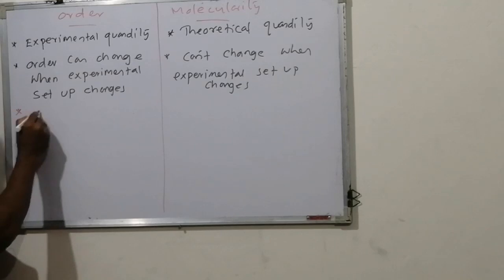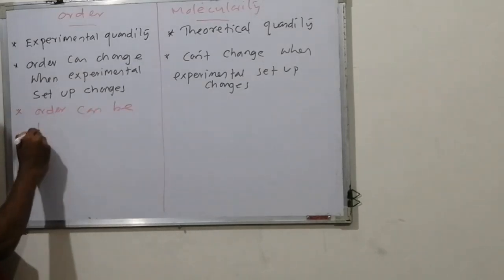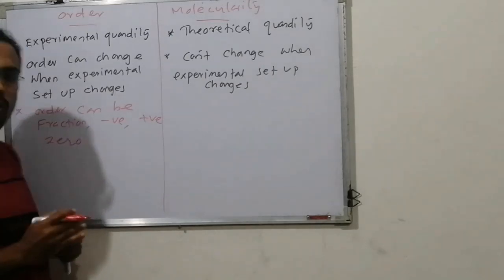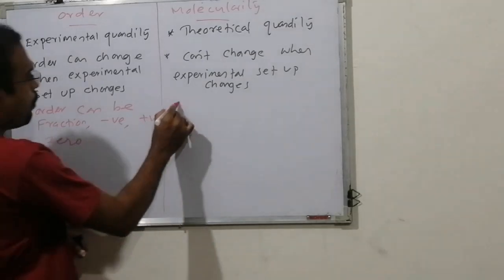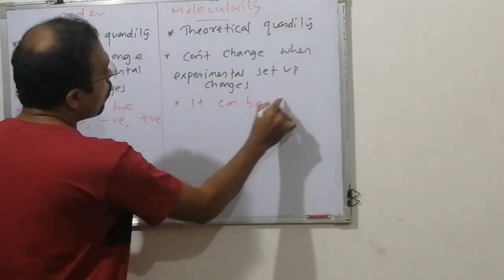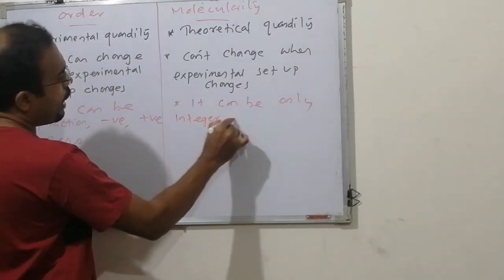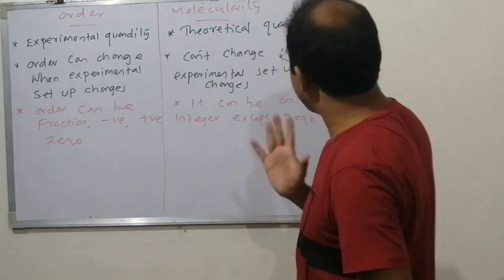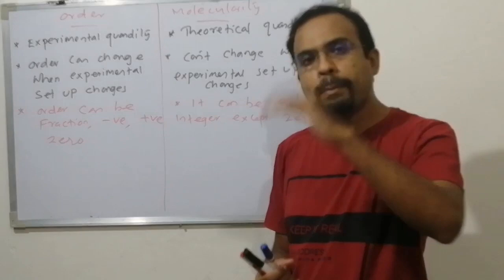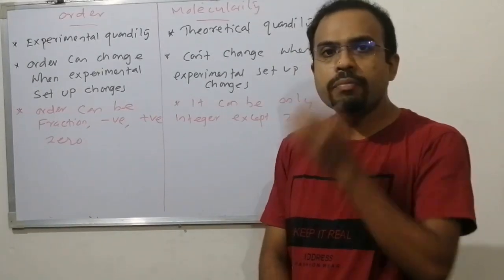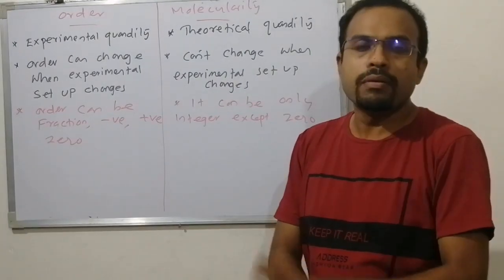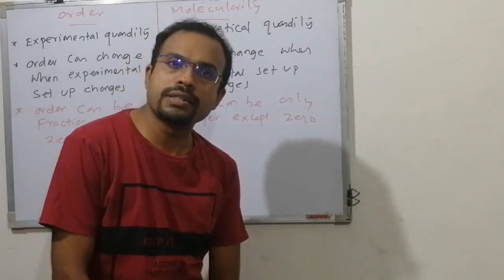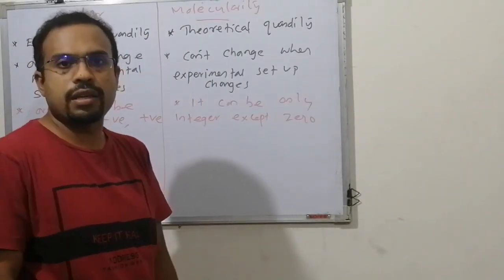Third is, order can be fraction, negative, positive, even zero. But molecularity can be only an integer except zero. It cannot be zero, it cannot be a fraction, it cannot be negative. That is why when we balance a chemical equation, if a fraction comes, immediately we remove that fraction by multiplying with a suitable integer. You remember that? Because molecularity or coefficient cannot scientifically be a fraction. That is unscientific. That is nonsense.